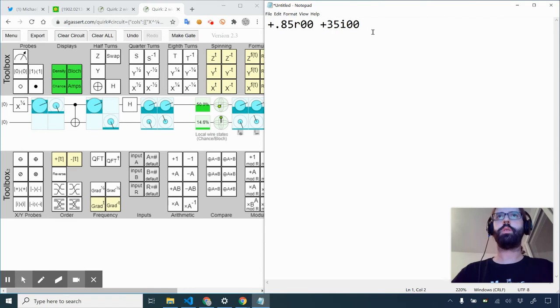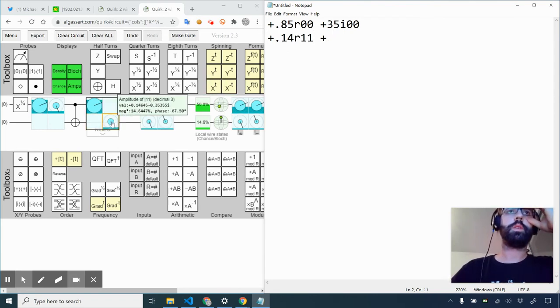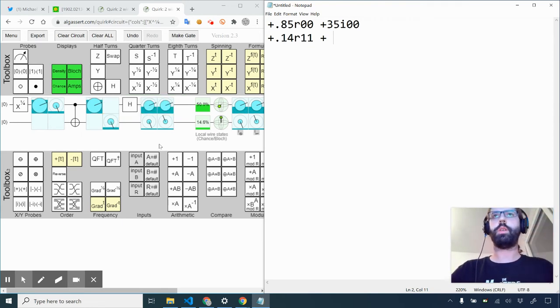And we've also got a 0.1 plus 0.15 real for 1, right? Minus 35, okay. Minus 35.